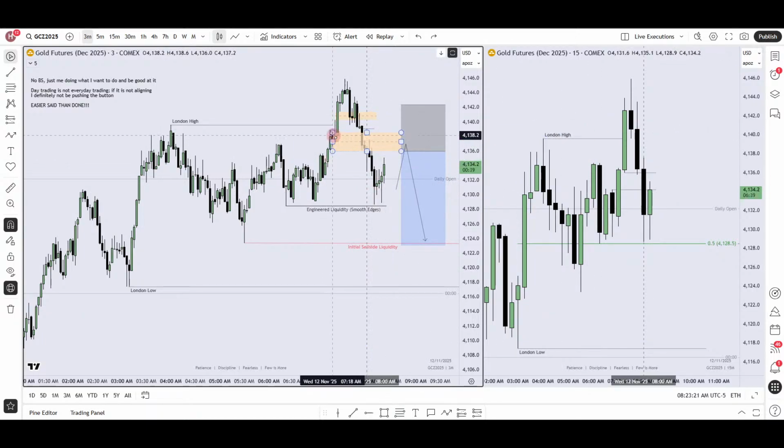We have this breaker block, we have a fair value gap here, which makes this a unicorn.